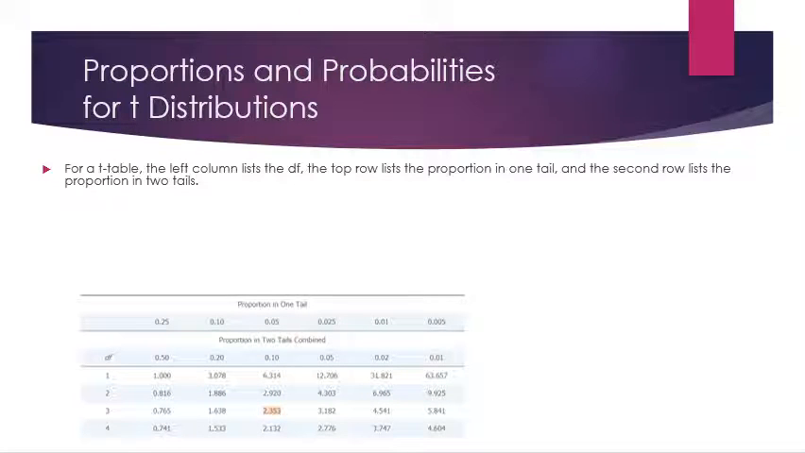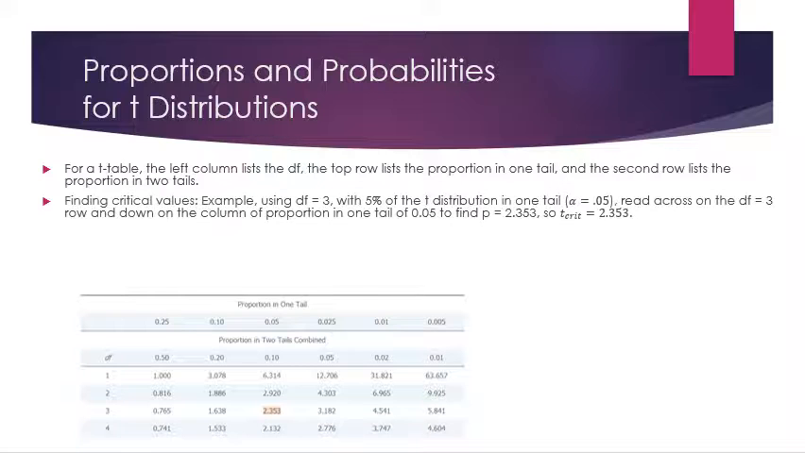For a t-table, which I've shown below, I've shown the first 4 rows. The left column lists the degrees of freedom, and then there are 2 top rows. The first one at the very top lists the proportion in one tail, and the second row lists the proportion in 2 tails. So let's look at how we would find critical values.